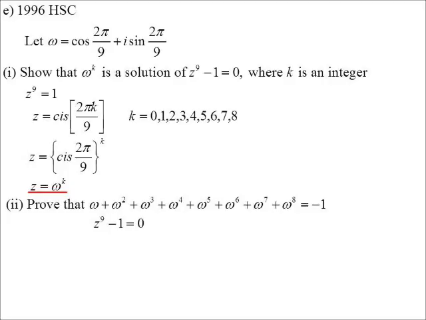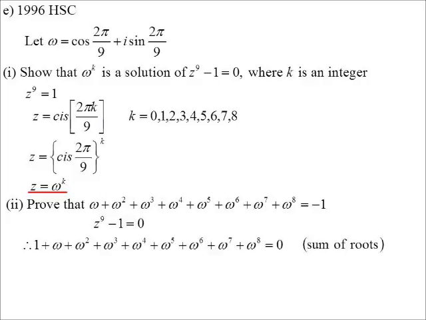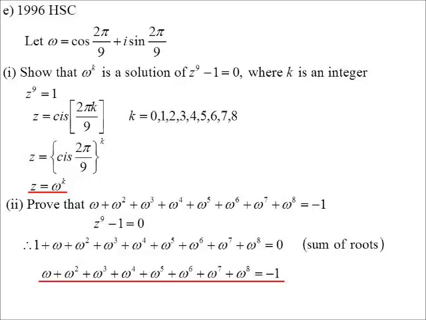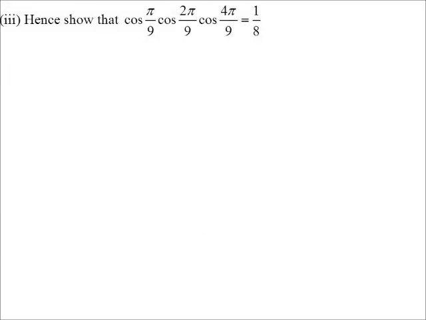Sum of the roots idea again, or whichever method you choose to use. I'm going to do sum of the roots. I would imagine that's how I did it. There we go. I know 1 plus omega and so on, up to omega to the 8, equals 0 because of the sum of the roots. Therefore, move the 1 to the other side. Hence show cos pi on 9 times cos 2 pi on 9 times cos 4 pi on 9 is equal to 1/8.